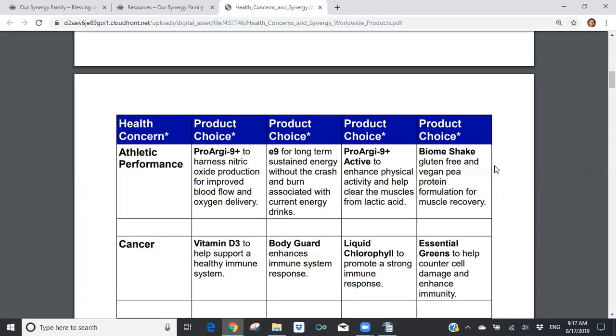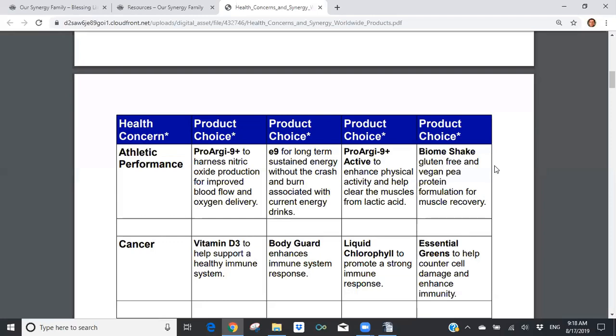And then I would also recommend the liquid chlorophyll, because one of the things that's important is that you want to make sure that the person who's going through cancer treatment hydrates themselves. Well, why not hydrate yourself with liquid chlorophyll, doing 1 tablespoon of liquid chlorophyll to 12 to 16 ounces of water to both hydrate as well as cleanse the blood. And then Essential Greens would also be another great product, which would help them from a repair standpoint to counter cell damage, to enhance their immunity. So those would be the products that I would suggest if you're dealing with someone who's got cancer.